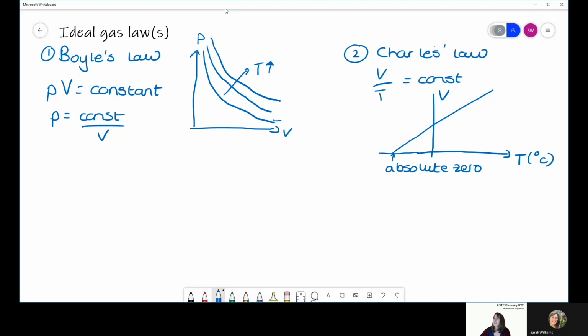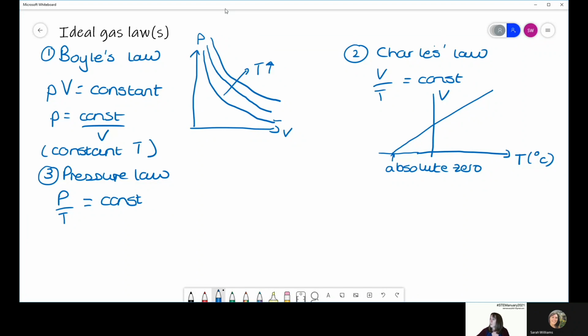So the first two laws are named after famous scientists, whereas the third is actually just called the pressure law. This says that at constant volume, P over T is constant. So maybe what I'll do is write for each of these what we're assuming is constant. Boyle's law relates pressure and volume at constant temperature. Charles's law relates volume and temperature at constant pressure. And the pressure law relates pressure and temperature at constant volume.